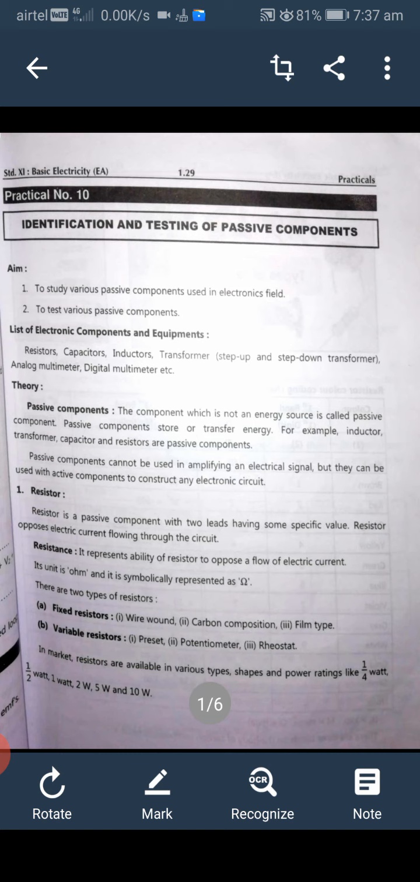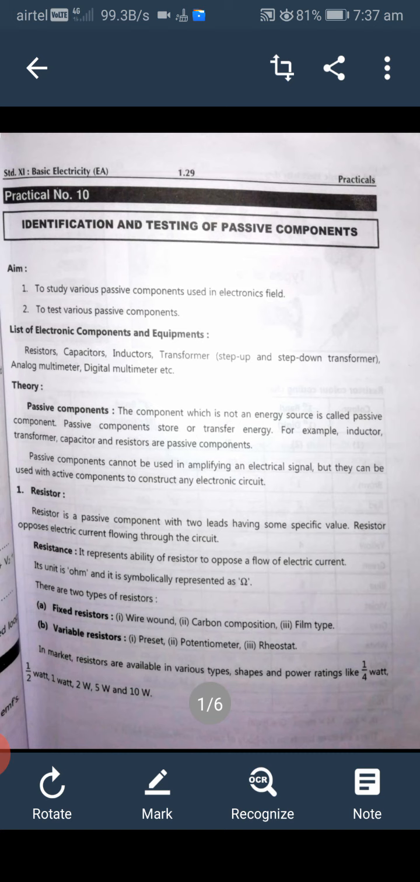Resistor. A resistor is a passive component with two leads having some specific value. A resistor opposes electric current flow through the circuit. Resistance represents the ability of a resistor to oppose the flow of electric current. Its unit is ohm and it is symbolically represented by the ohm symbol.